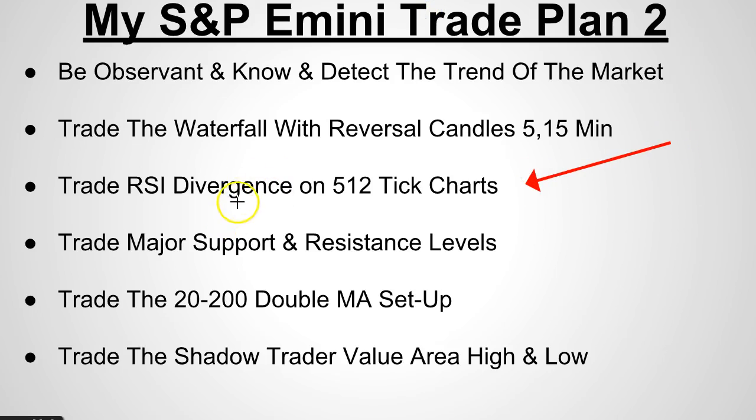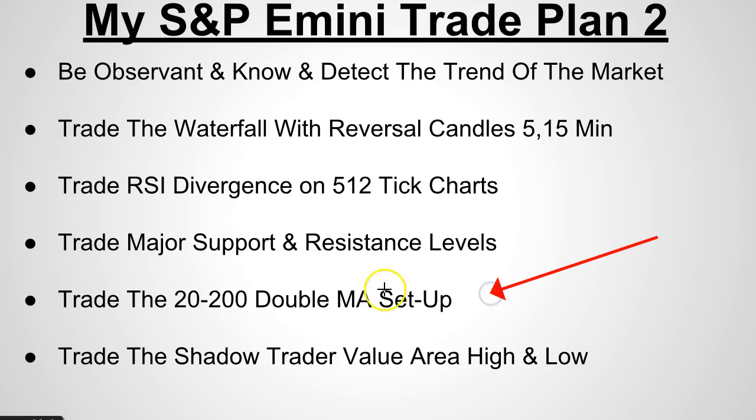Next, trade RSI divergence on the 512 tick chart. This is where I look for price on the 512 tick chart of the Emini S&Ps, where you actually have the RSI making lower lows, we'll say, while price is making higher highs. That's a divergence because they both should be making higher highs. So I'll look for those trade setups. Next, trade major support and resistance levels. Remember, draw these levels out before the market starts or right when you jump on, right? Look for where price potentially could stall and reverse.